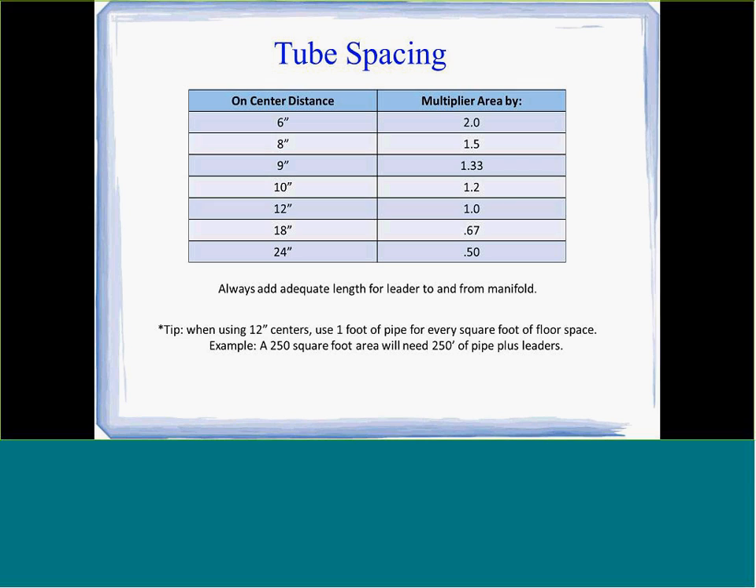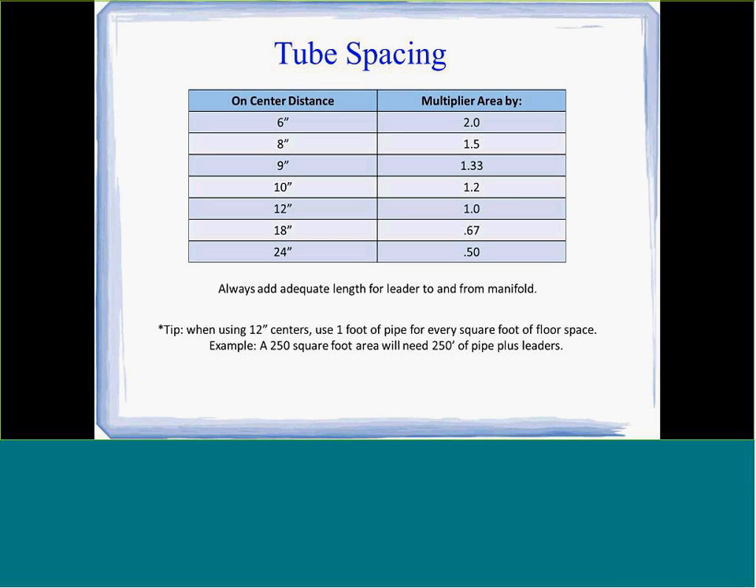You use 1 foot of pipe for every square foot of floor surface. So if you've got 250 square foot of area, you would need 250 feet of pipe, plus the leaders from the tube up to the manifold. You always have to add in another 5 feet, 6 feet for the leader length. So you always have to remember to add that in.